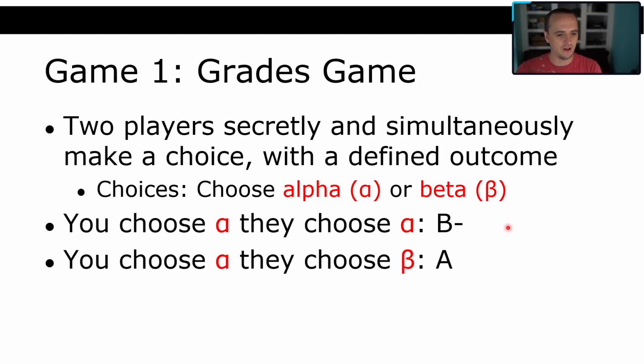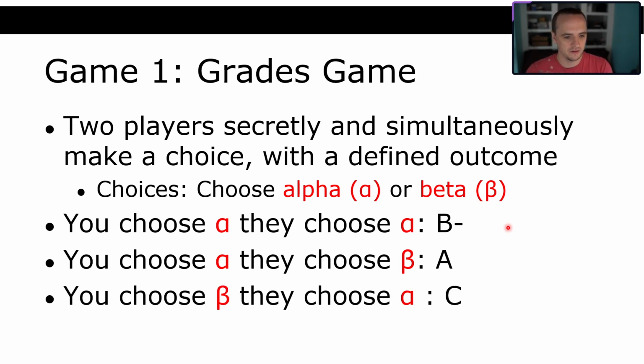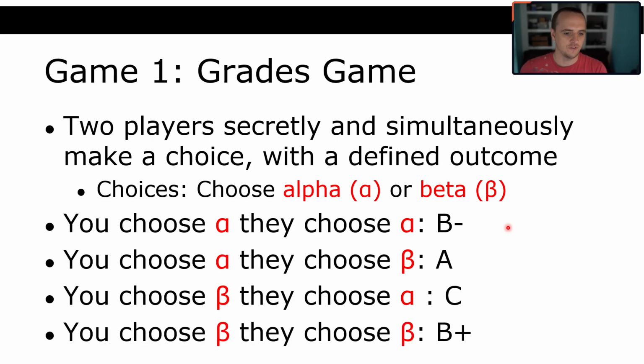If you choose alpha and they choose beta, you're going to get an A. If you choose beta and they choose alpha, you're going to get a C. And if you choose beta and they choose beta, you're going to get a B+. So out there in the chat, if you're participating and following along, just write down either A or B for alpha or beta, which of the ones you would choose in the following situation.